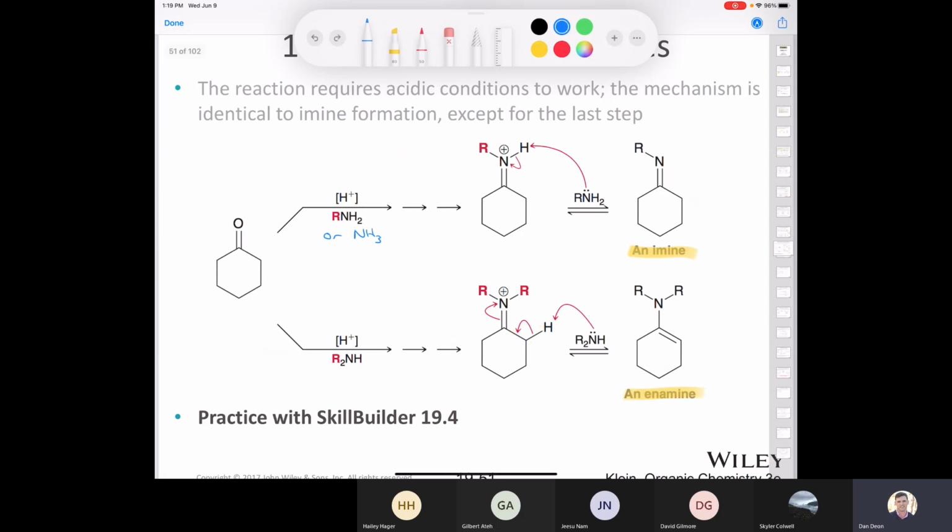So again, here we have primary or ammonia. Here we have a secondary, and tertiary is not going to do anything. So we don't have to worry about that.